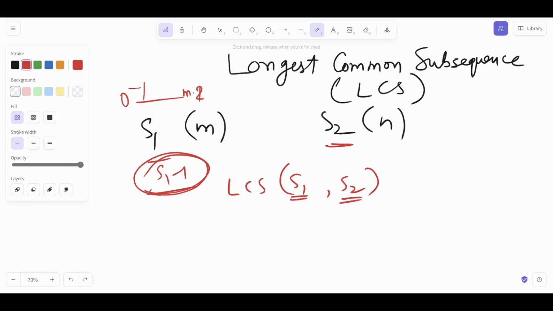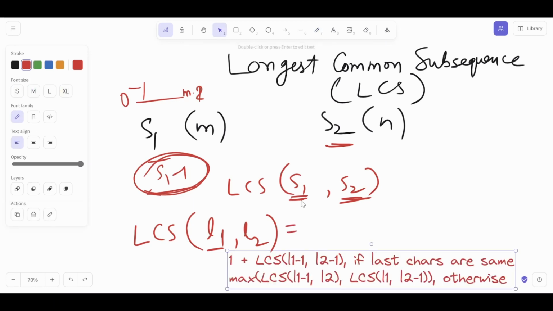So we can use a 2D DP here because there are two states. So let's define this as LCS of length 1 and length 2. Length 1 is the prefix length of string 1, and length L2 is the prefix length of string 2. So if the last characters are same, we can say it is 1 plus LCS of L1 minus 1 and L2 minus 1, like the last character is being used. And otherwise it will be the maximum of LCS of L1 minus 1 comma L2 and LCS of L1 comma L2 minus 1, like one of the last characters is removed.